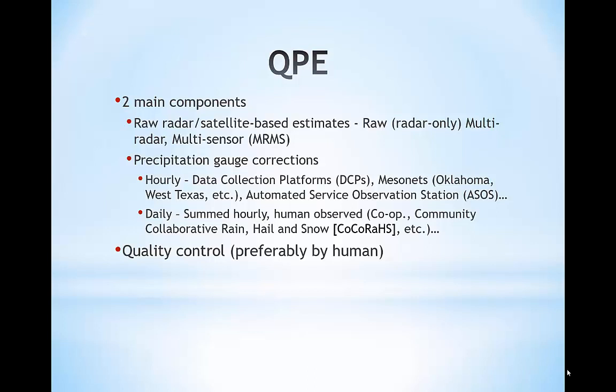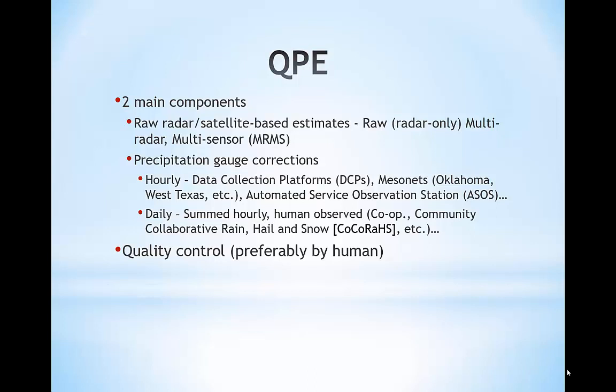MRMS has been shown to be effective at mitigating errors from most sources of anomalous propagation and can dynamically adjust to more appropriate reflectivity rainfall relationships based on its determination of precipitation type. However, bias issues remain with MRMS, for example, those associated with tropical rainfall regimes and hail contamination.